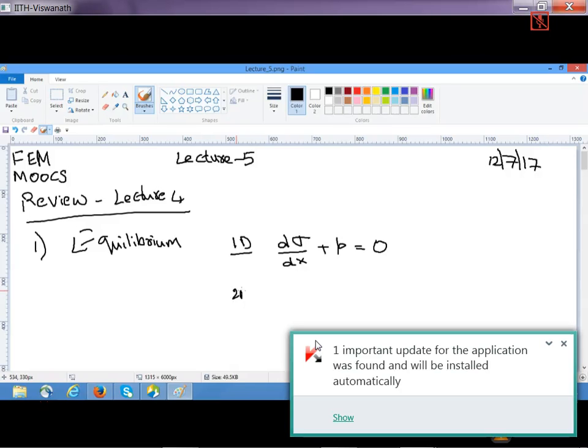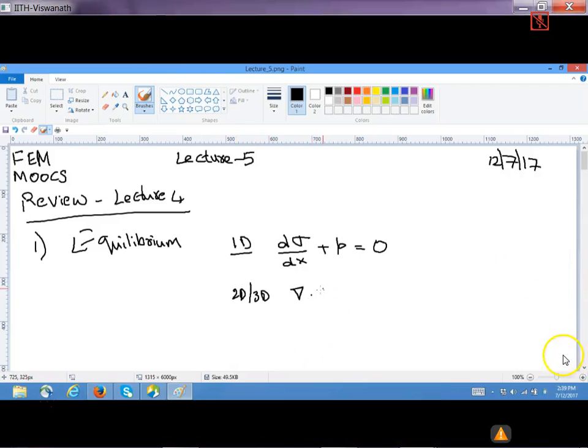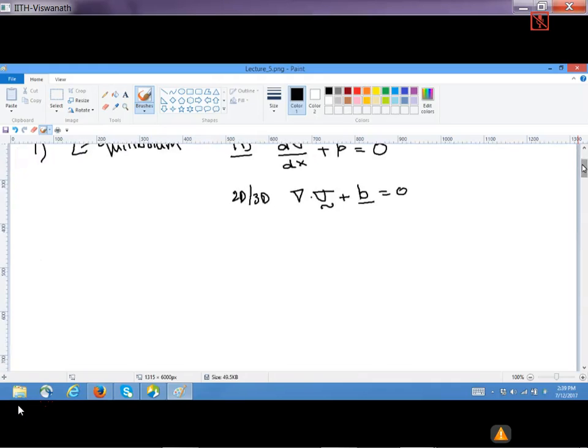Similarly, for 2D or 3D, we can show that the equilibrium equation can be given as del dot sigma plus V is equals to 0. This is the stress tensor and this is force per unit volume, which is also known as body force. So this is stress.